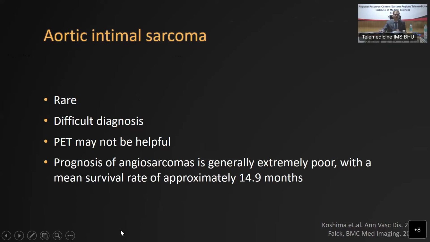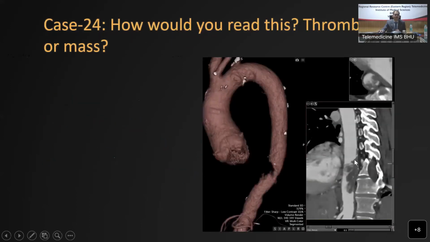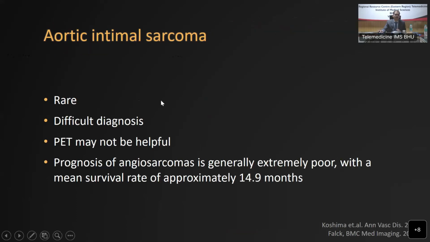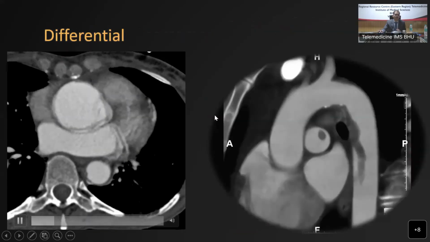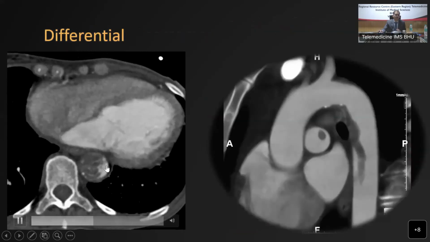Unfortunately, the prognosis of angiosarcomas is extremely poor with mean survival of up to 15 months only. So what gives away the diagnosis is the polypoid configuration of the lesion, the only helpful sign that should lead you to the diagnosis. Also, notice that there was no thrombus anywhere else in the aorta, no atherosclerotic plaques. So when you see a solitary lesion in the aorta with polypoid configuration, always think of aortic intimal sarcomas. The differential here is thrombus. So this is the sarcoma.